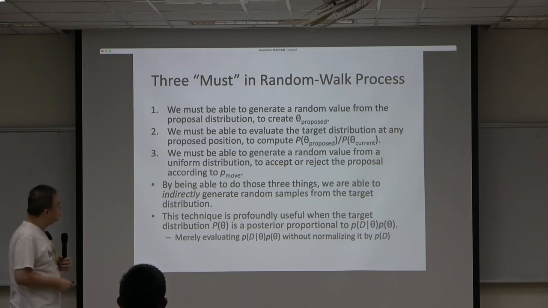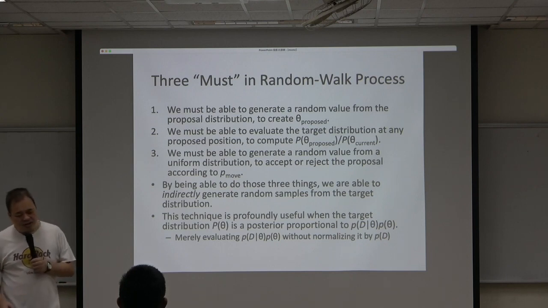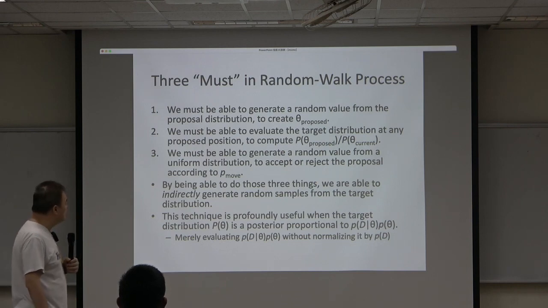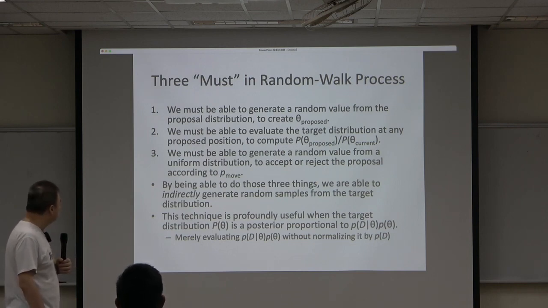in other words, the current probability density versus the target, the proposed location's probability density. Here, we don't really need the real value. We only need the ratio. This is very important. We only need the ratio.